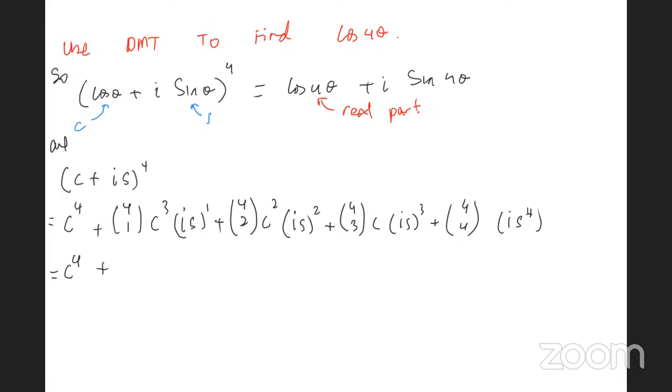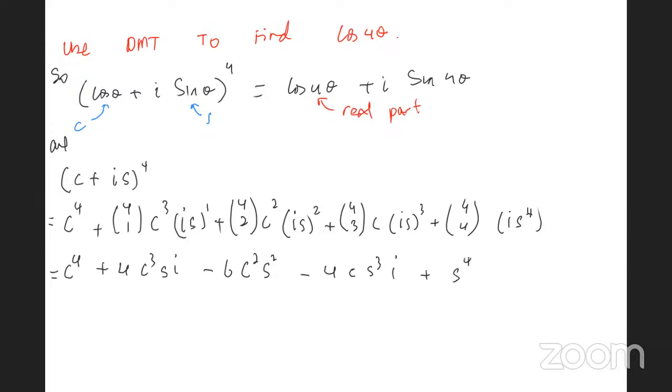4C1 is what? That's 4, for sure. So that's 4C cubed iS. i squared, so you'll get minus. What is 4C2 again? That's 6, I think. Yeah, that's 6. So that's 6 C squared S squared, plus 4C3, that's 4, but that'll be minus 4CS cubed i, plus i to the 4th is positive 1, so that'll be S to the 4th.